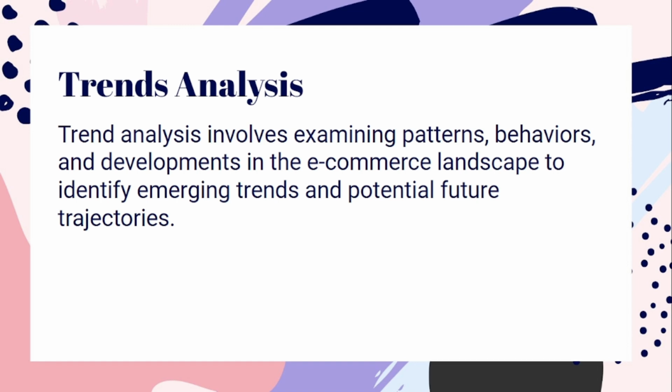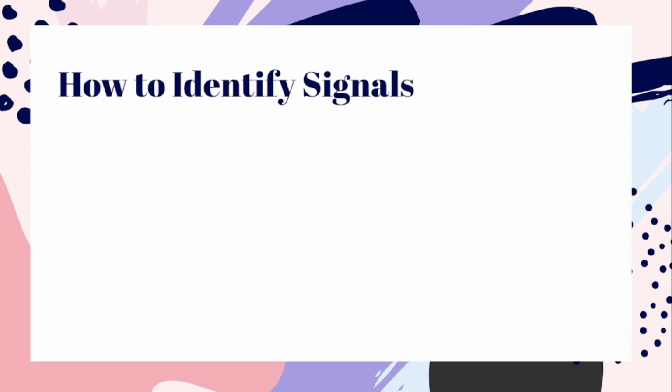Now that you understand what a signal is and how it is different from a trend, let's discuss how to identify signals. Social media monitoring. Keep an eye on social media platforms such as Twitter, Facebook, and Instagram for discussions, hashtags, and trends related to e-commerce.